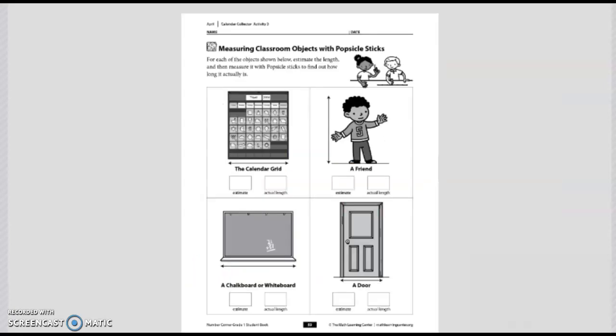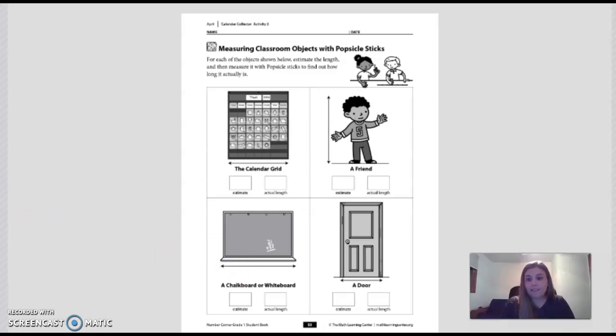Okay. So if you remember, one of our workplaces in school was measuring with Unifix cubes. That was one of our favorite ones. Some of you measured the windowsill, some of you measured the carpet, some of you even measured a friend, a door, our whiteboard, our calendar grid. If we were in school, we would measure with popsicle sticks. And I know that not everyone has access to popsicle sticks at home, so we'll just talk about this instead. So for each of the objects shown below, estimate the length and then measure it with popsicle sticks to find out how long it actually is.